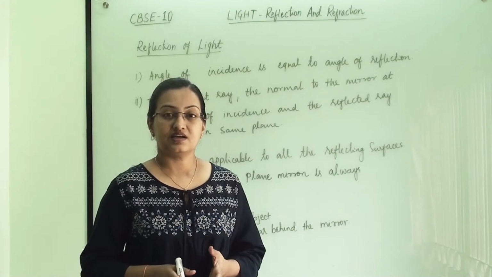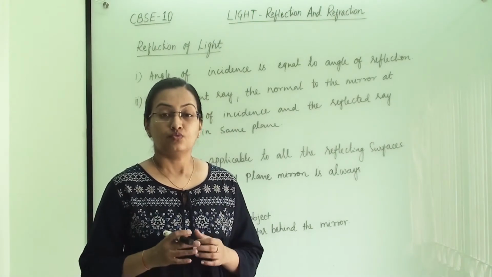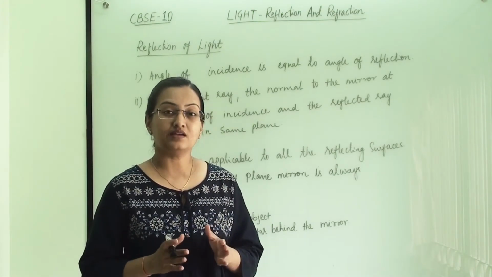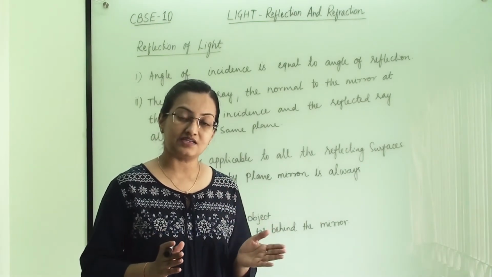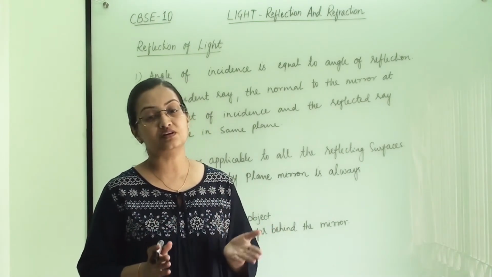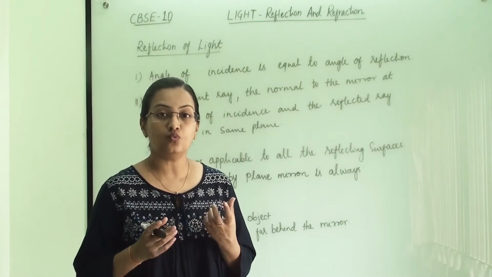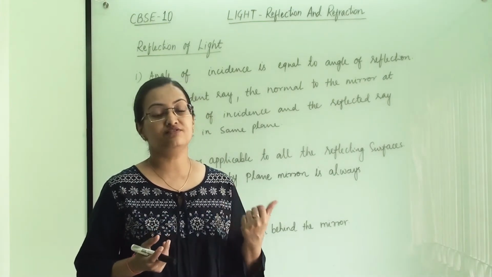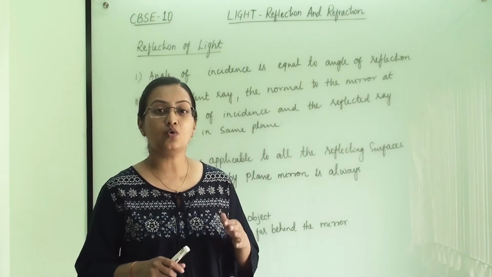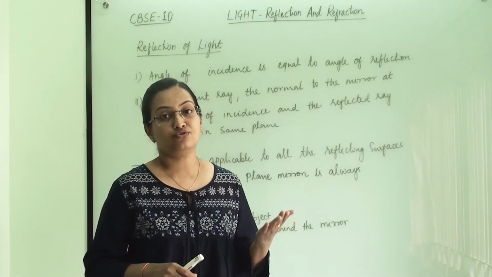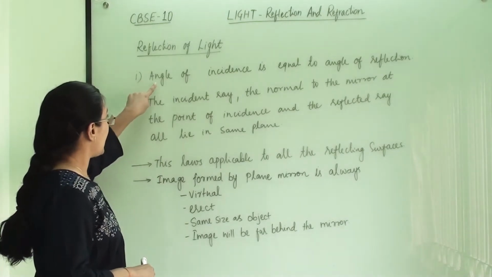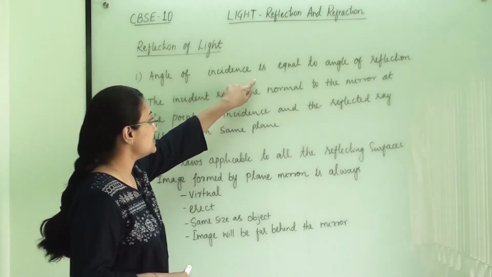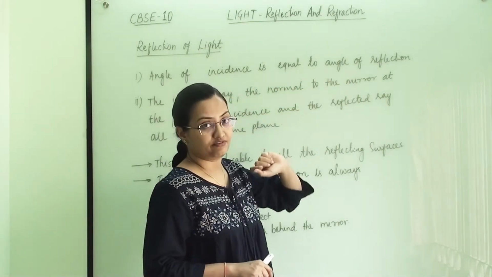Now let us understand the reflection laws. What are the reflection laws? When a plane mirror reflects any ray of light, how it will reflect, based on what laws it will reflect that beam, and how the image will be formed out of that reflection. So the first law is: angle of incidence is equal to the angle of reflection.